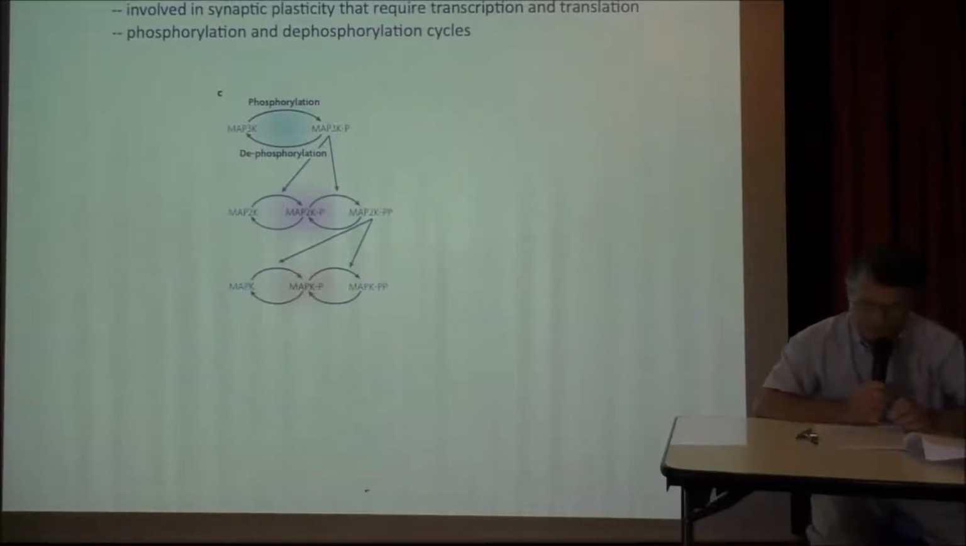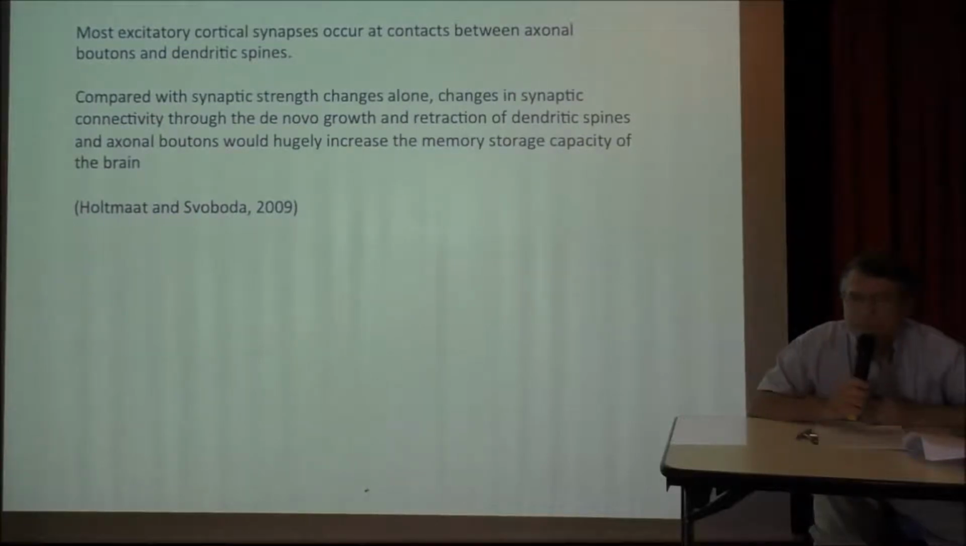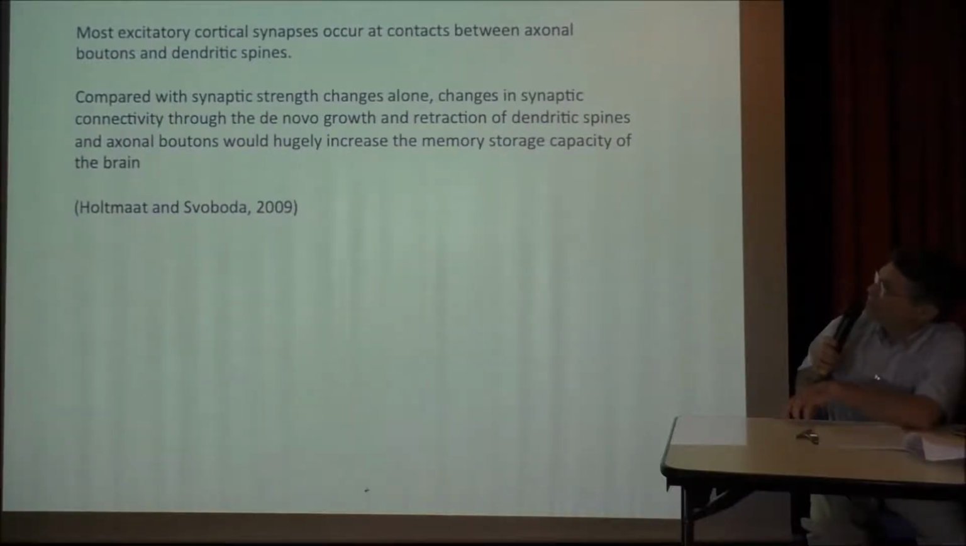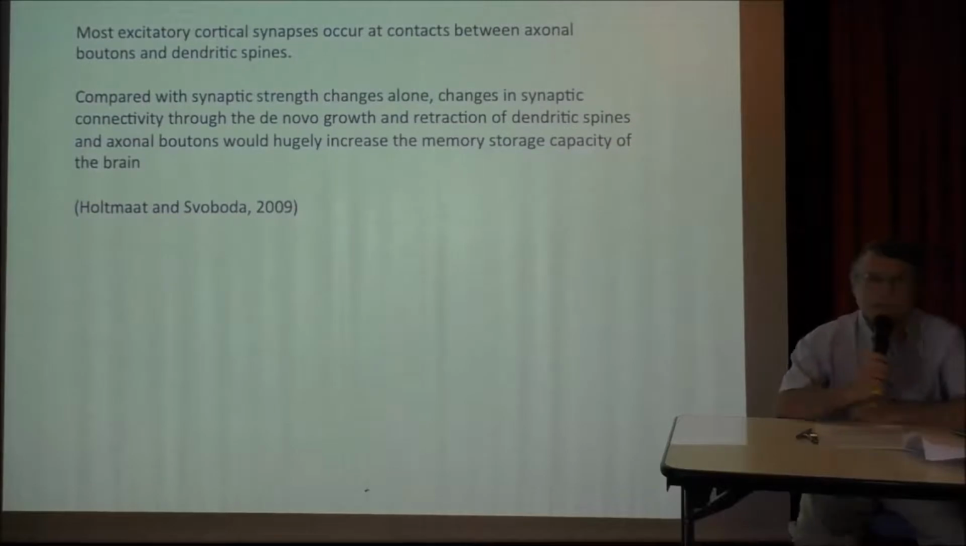On the other hand, there are structural changes, like the development of new synapses. In one review, it was commented that most excitatory cortical synapses occur in contacts between axonal boutons and dendritic spines, and compared with synaptic strength changes alone, that is, all of those changes that depend upon the sensitivity of receptors, changes in synaptic connectivity through de novo growth and retraction of dendritic spines and axonal boutons would hugely increase the memory storage capacity of the brain.